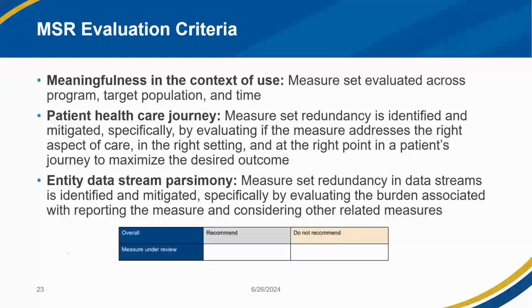And so the purpose of this criteria is to identify and mitigate measure set redundancies and burden. Unlike the PRMR process, MSR requires a simple majority greater than 50% to arrive at a voting outcome, and that's either recommend or do not recommend the measure to be retained. The higher consensus standard for PRMR is applied because decisions to include measures in quality programs have the potential to add burden to persons and entities, and so this is not the case for MSR.